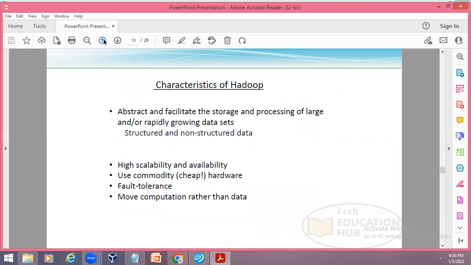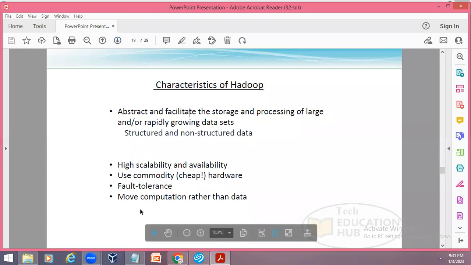Good. So going to the next. Now the next is characteristics of the Hadoop system. So we have all these things. I want you to read this slide, then I will explain it.